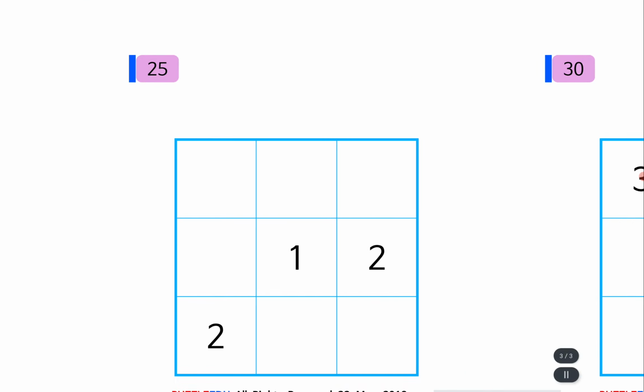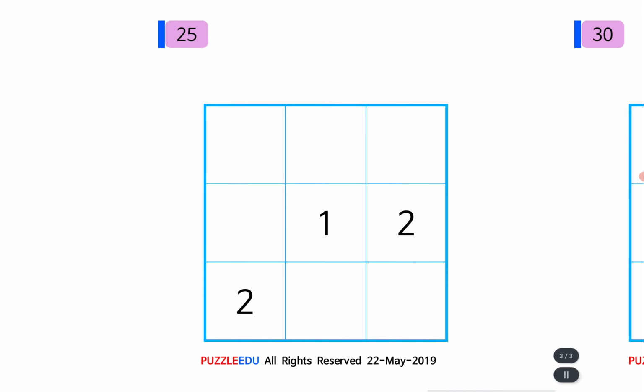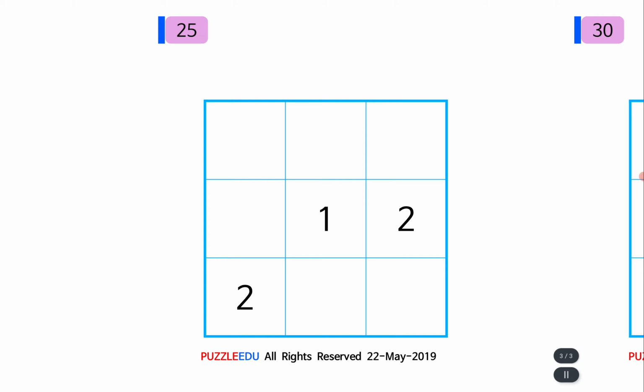So this is example 25 from your workbook if you want to follow along. Now, let's decide where we want to start. You can see that in the middle row, 2 of the 3 numbers are already filled in for us. So I think that would be a good place to start, because we know that this middle row is only missing the number 3, so we can fill that there.